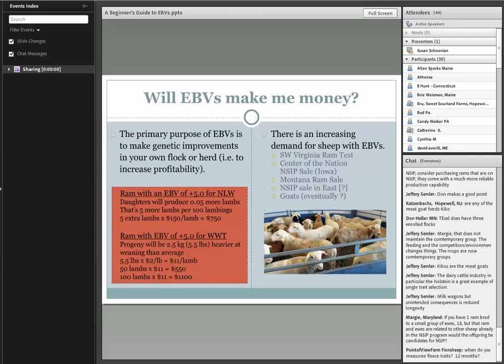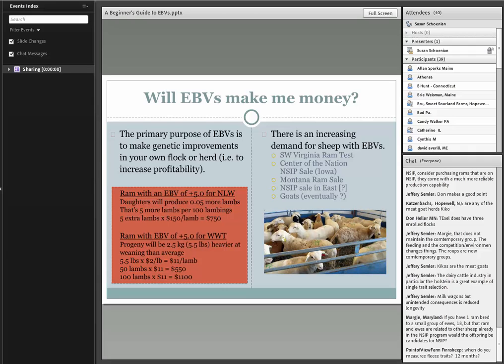Okay, as a breeder, I think we're starting to see an increasing demand for sheep with EBVs. There's not that many sales. So you can sell them privately, but in terms of taking them to a sale, there's just a few. The Southwest Virginia ram test, not all the rams have EBVs, but those that do tend to sell at a premium, several $100s more than the rams that do not. The Center of the Nation sale in Iowa, that's a multi-breed sale. The Montana ram sale. They're talking about having an NSIP sale in the east, maybe in Ohio. Time will tell, I don't know if that'll come off or not.